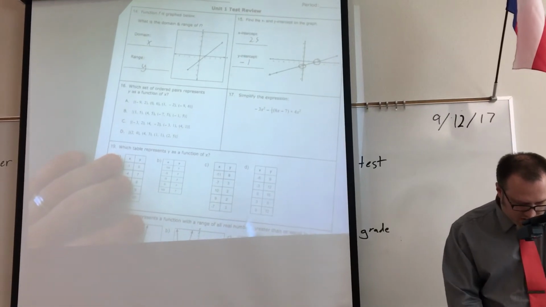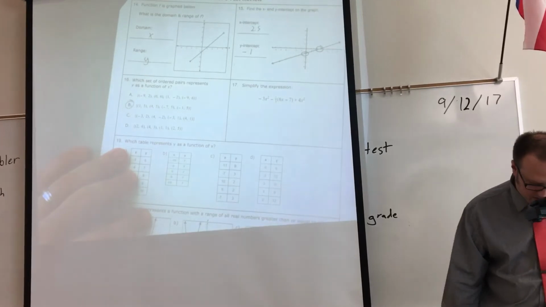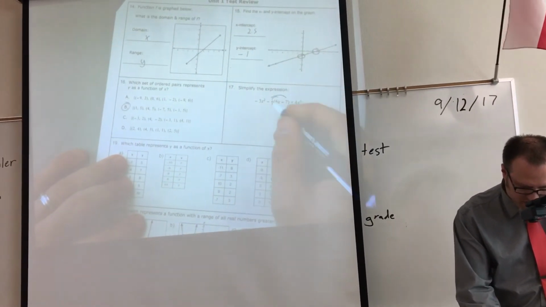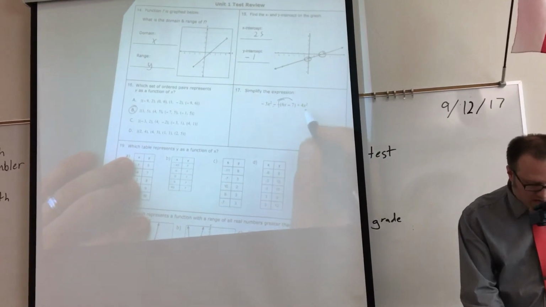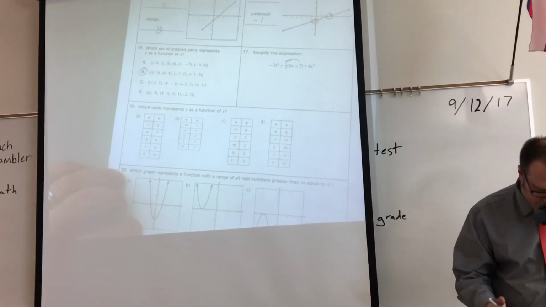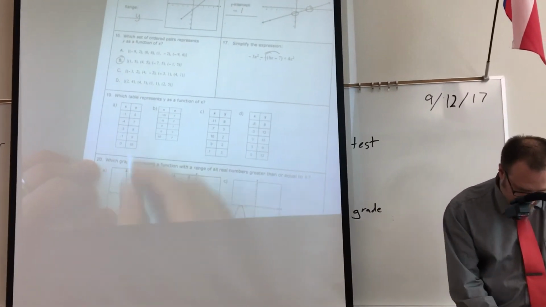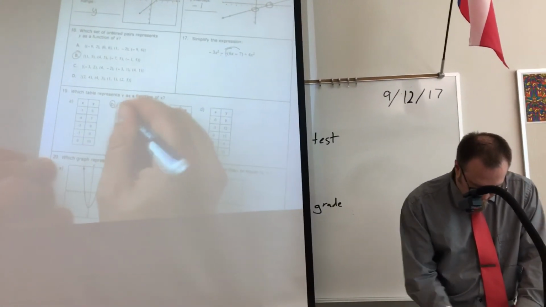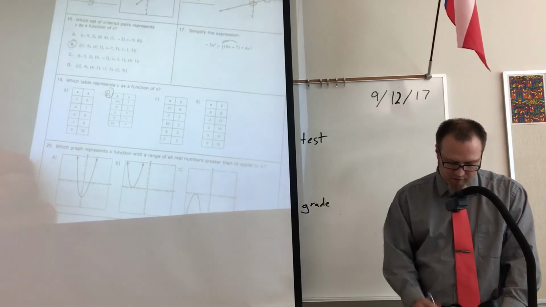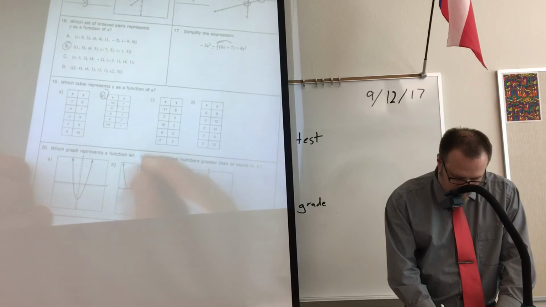Which one is a function? We can't repeat the x's. This one doesn't repeat the x's. Simplify, again, distribute. When you get a negative times a negative, it's a positive. There's going to be a fraction here. Which table represents a function? We can't repeat the x. So you look for the one that doesn't repeat the x. It's going to be here. And then which one's a function with all real numbers greater than or equal to 0? That's above 0. The range is the y, so this one's going up from 0.